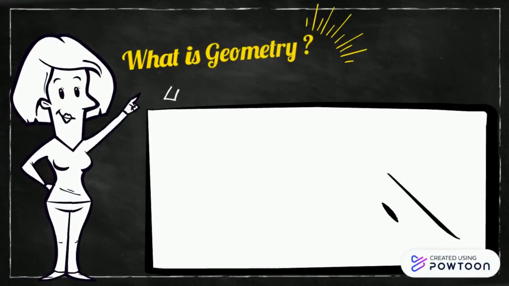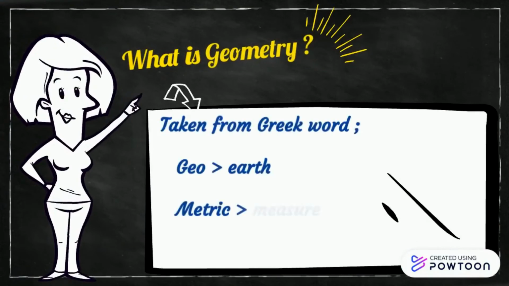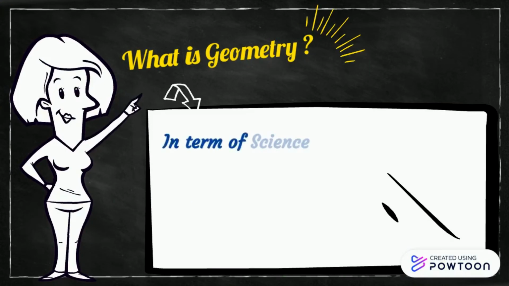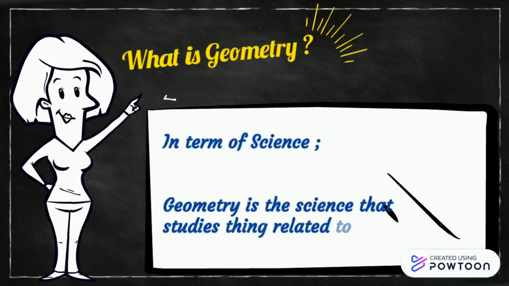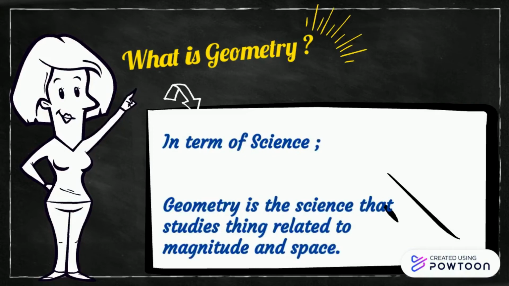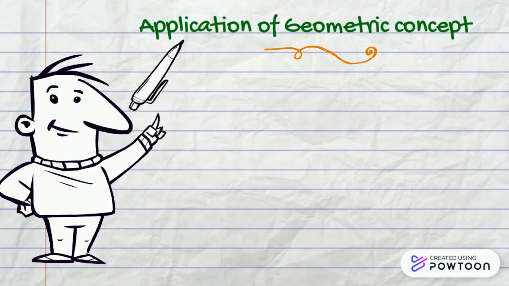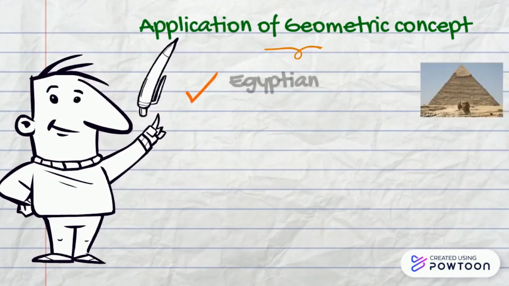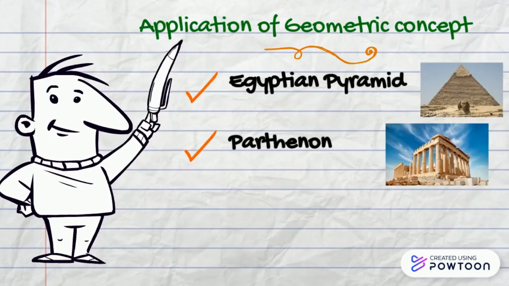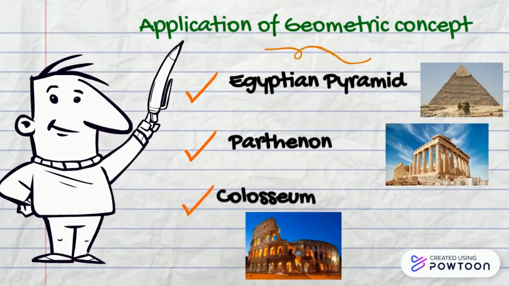The word geometry was taken from the Greek words geo, meaning the earth, and metric, meaning measure. In terms of science, geometry is the science that studies things related to magnitude and space. The application of geometric concepts can be seen through the production of the Egyptian pyramids, the Parthenon, and the Colosseum.